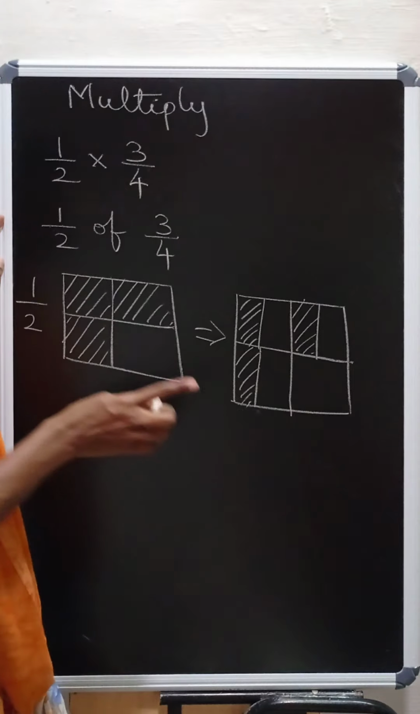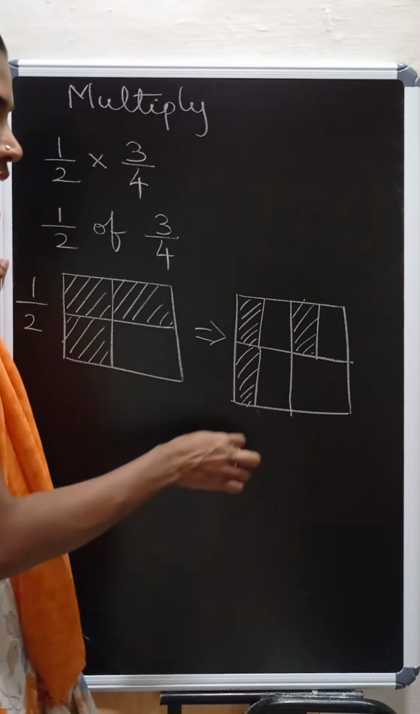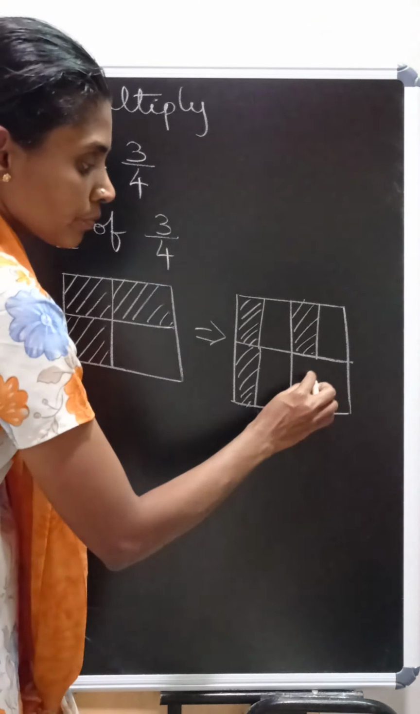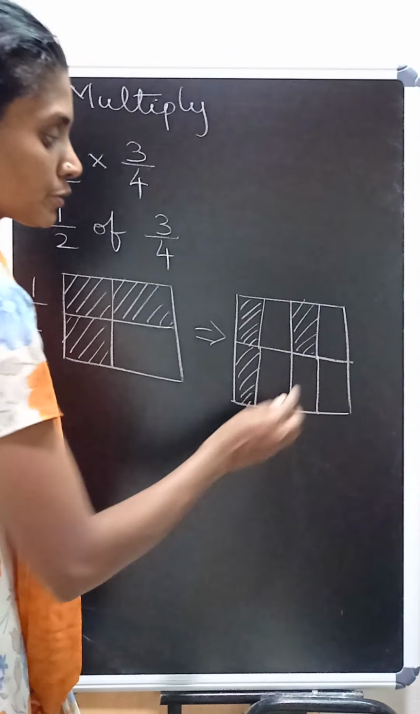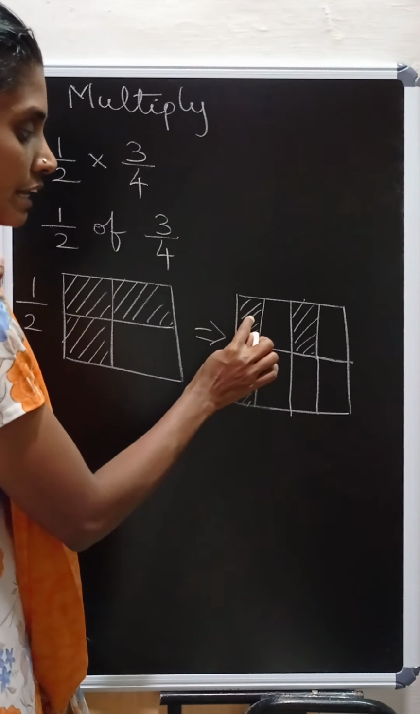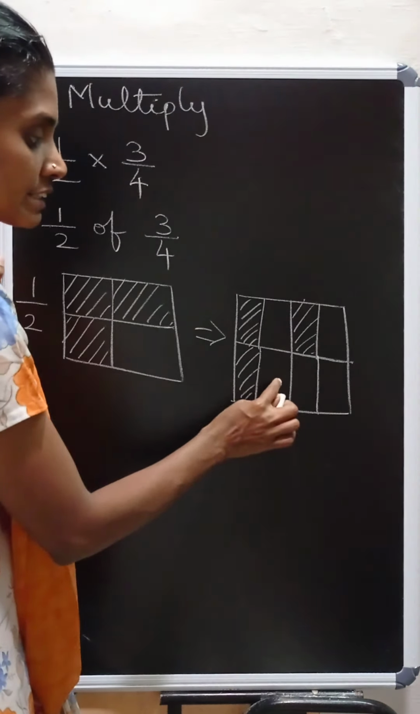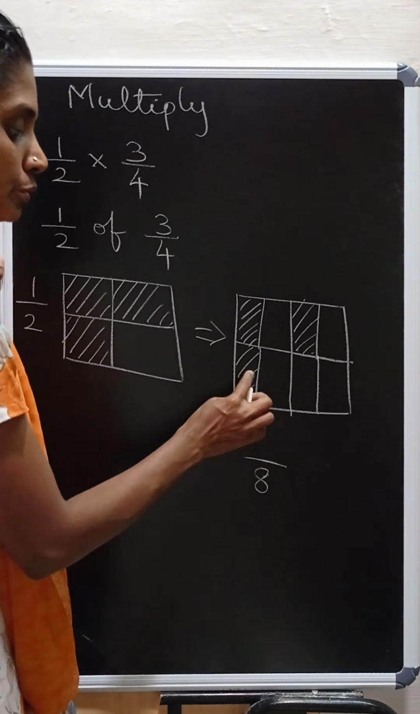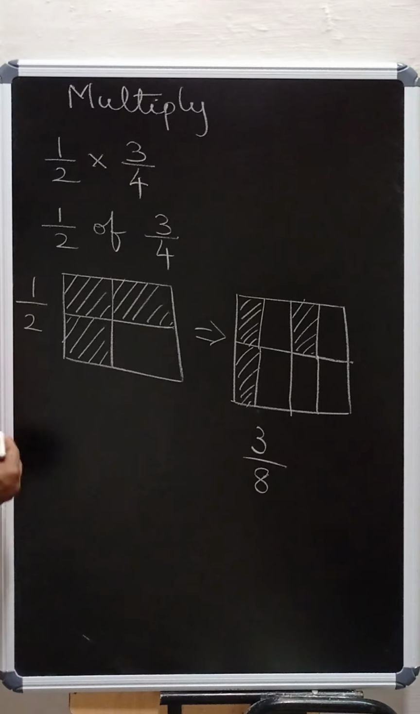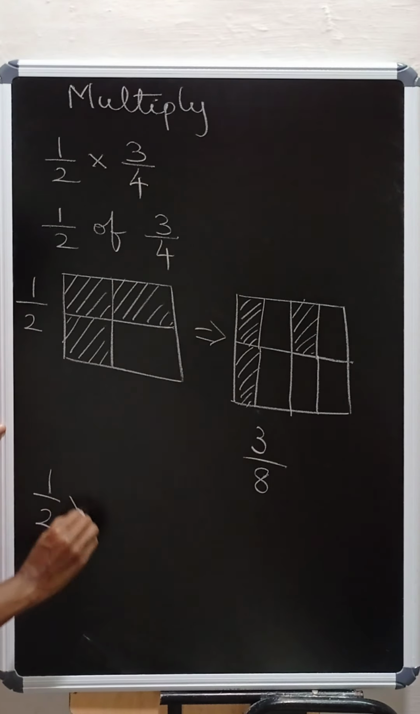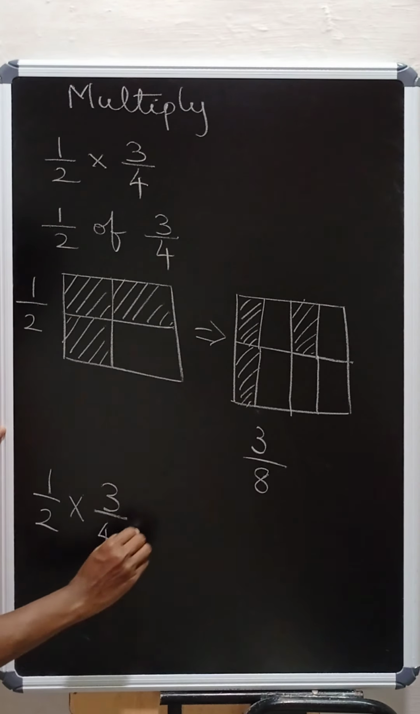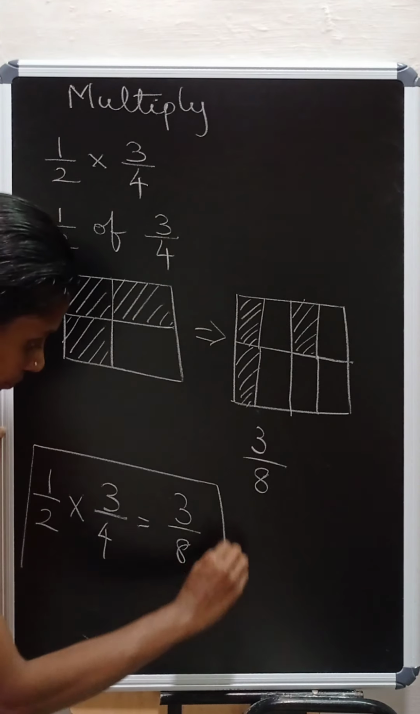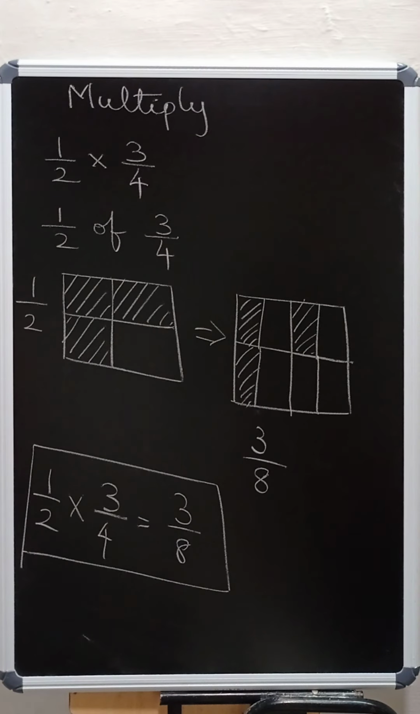Now we all know that fractions mean splitting the whole into equal parts. Now I have split each box into 2. So this box also I am splitting into 2. So totally now how many boxes do I have? 1, 2, 3, 4, 5, 6, 7, 8. So out of 8 how many are shaded? 1, 2, 3. So 3 by 8. Now half into 3 by 4 is equal to 3 by 8. Clear?